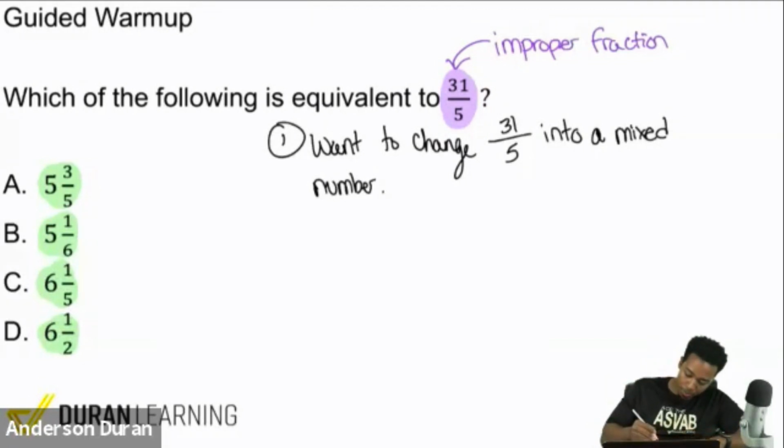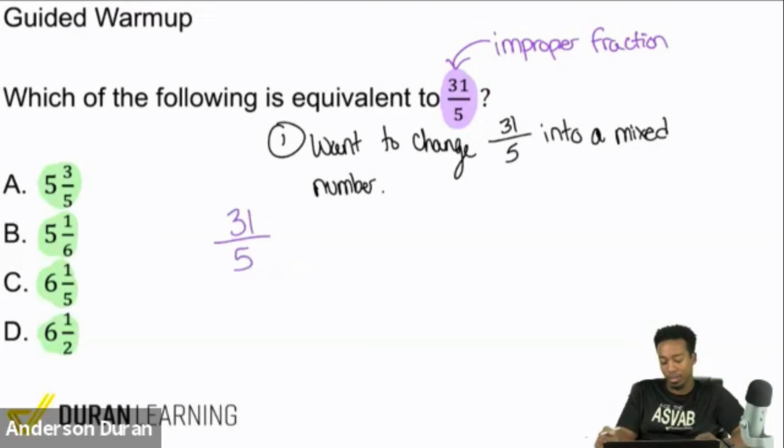So everybody, how many times does 31 get divided by 5? How many times can 5 go into 31? How many times? I see a lot of people here saying 5 and 6, and there we go. 6 is the answer here.